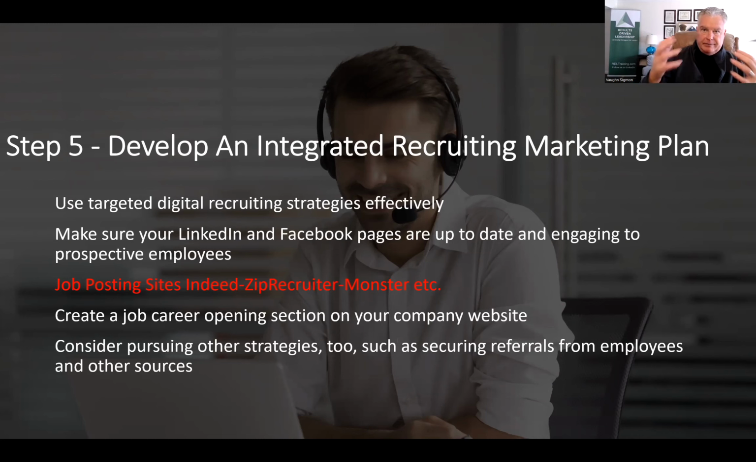You need to make sure that you get with your web developer, if you don't have it, and have a careers section on your website, your company website, and list the jobs and some of the benefits and about us and all the great things about working for your organization.